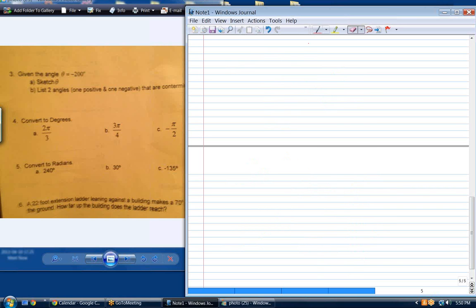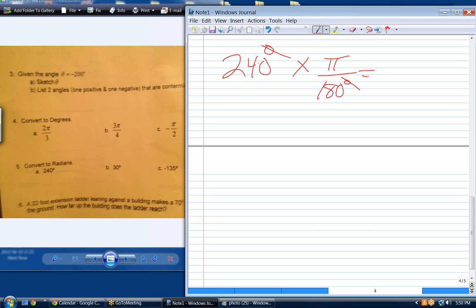This one, let's go ahead and use the conversion factor. All right, so it's going to be 240 times pi over 180. Right, because we're losing the degrees. And then you'll notice that 60 will go into 180 3 times, and it'll go into 240 4 times. So that's the same as 4 over 3 pi. 240 over 180 is the same as 4 over 3.